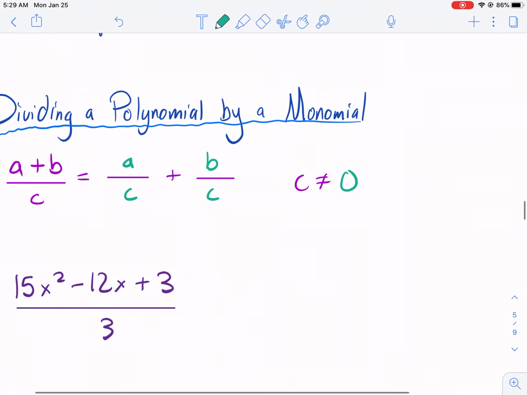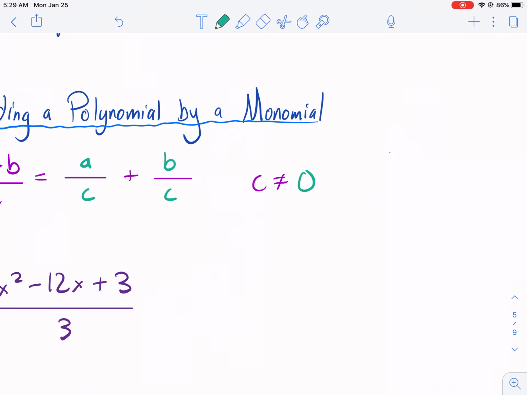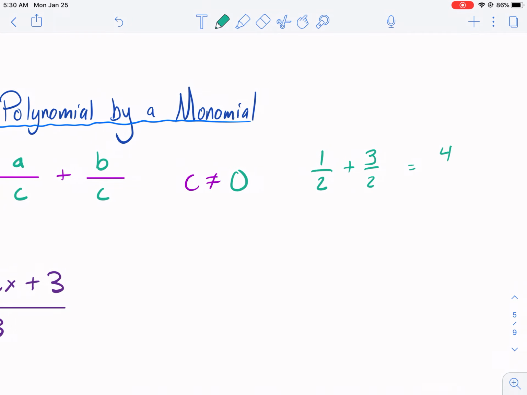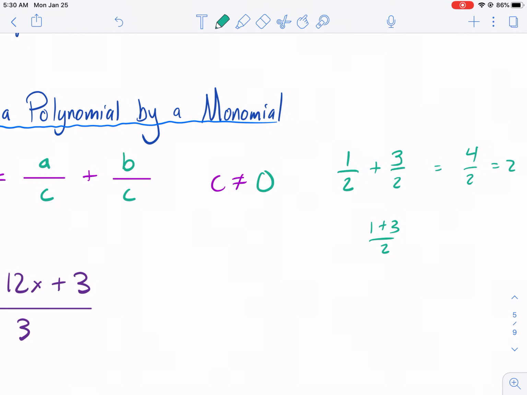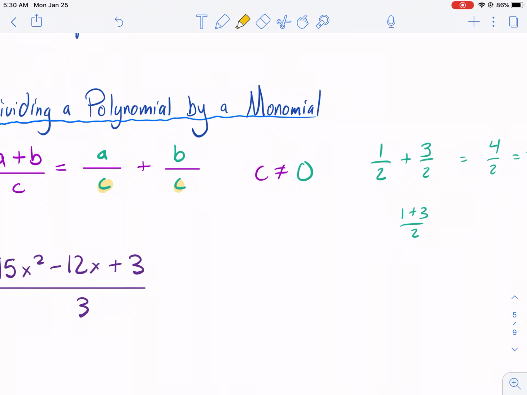It's undefined. The reason why this works is if we have the number 1 over 2 plus 3 over 2, this becomes 4 over 2, or just 2. Now, this is the same thing as combining 1 plus 3 over 2. So that's what we see here, a plus b over c. As long as the denominator is the same, we can combine those two fractions together.